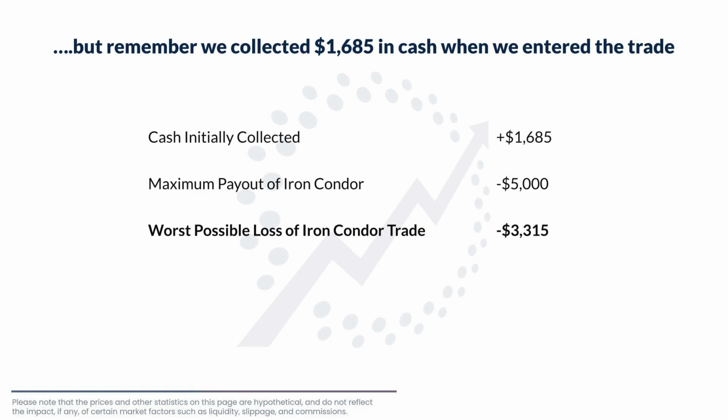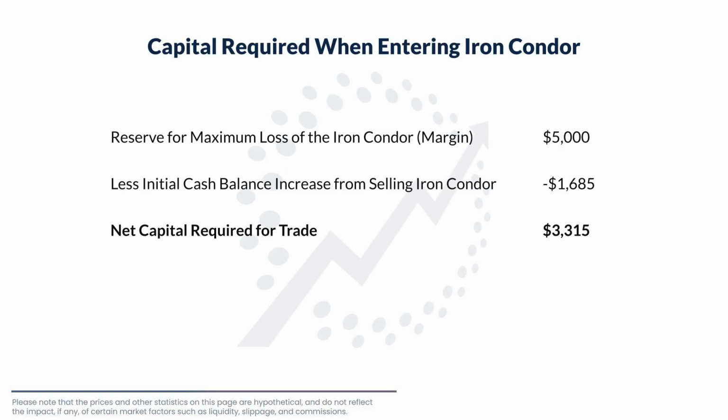So our net loss would actually be, at worst, $3,315. And so when you first enter this trade, your broker will require you to have at least $3,350 in your account, because your broker is going to impose a $5,000 margin reserve on your account, which reduces the buying power of your account by $5,000. Because you collected that $1,685, the cash effectively increased your buying power. And so the net effect is that you're going to need $3,315 to get into this trade.